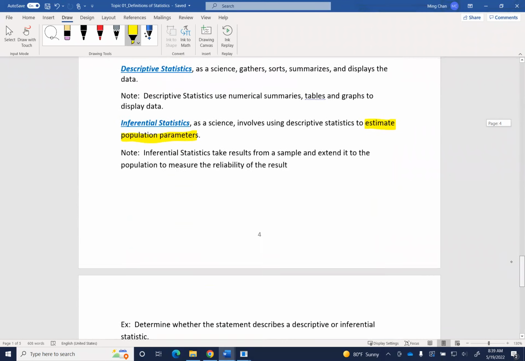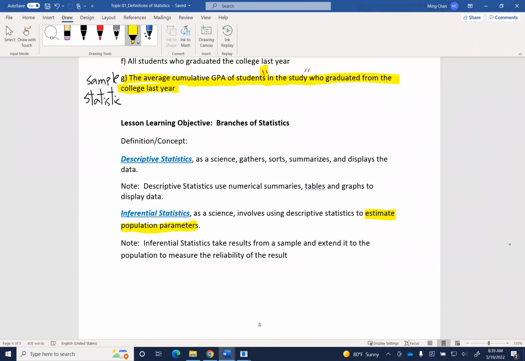And that process as a science is called inferential statistics. Inferential statistics take the results from the sample, whether it's a sample mean or sample standard deviation. We take the numerical value from the sample and then extend it to the population to measure the reliability of the results. That is called inferential statistics. So inferential statistics takes the result from the sample, or samples, and extends it to the population.